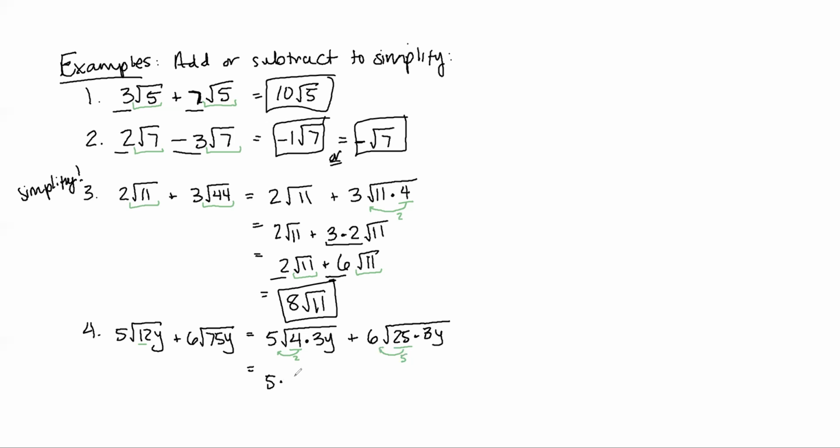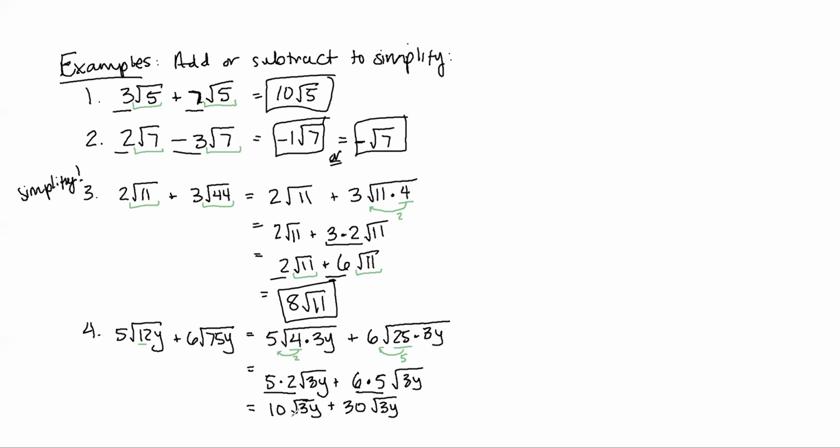5 times the 2 that we took out, and then we're left with a 3y, plus 6 times the 5 we're taking out, left with the 3y. 5 times 2, so we're going to multiply now, we get 10 square root of 3y, plus 6 times 5 is 30 square root of 3y.